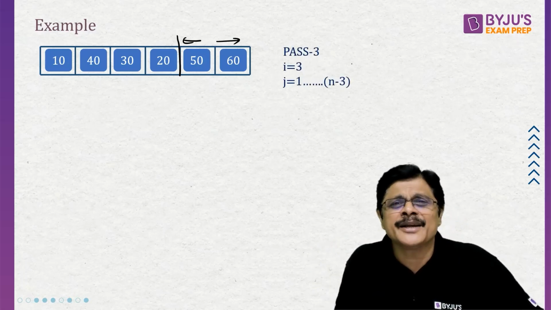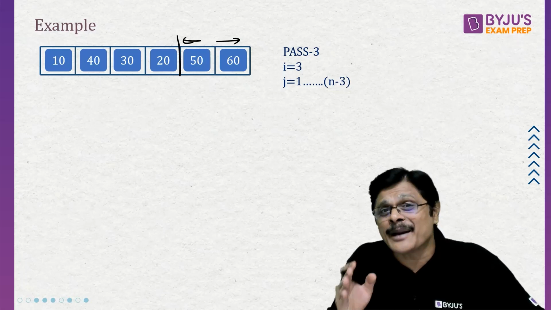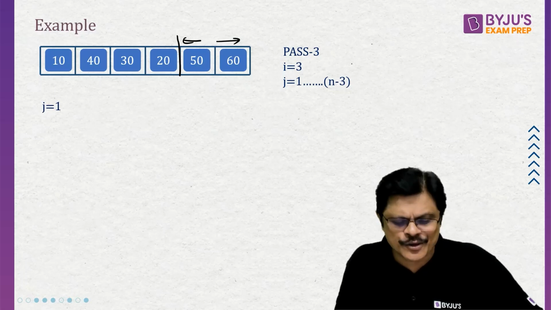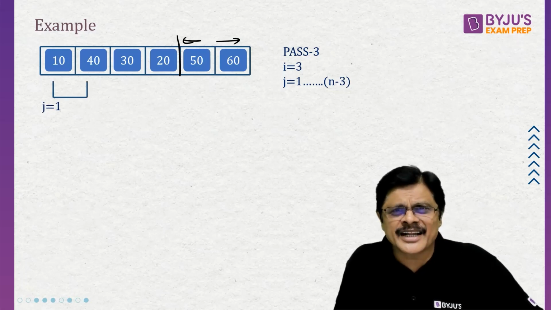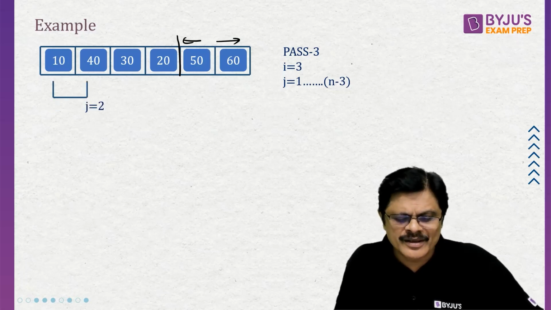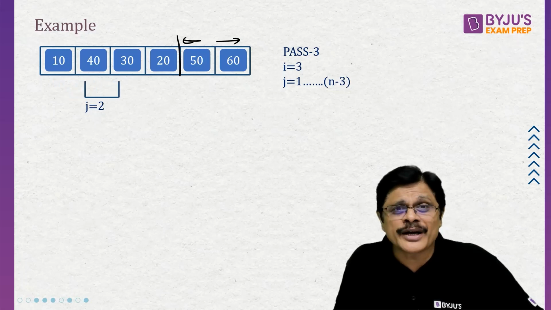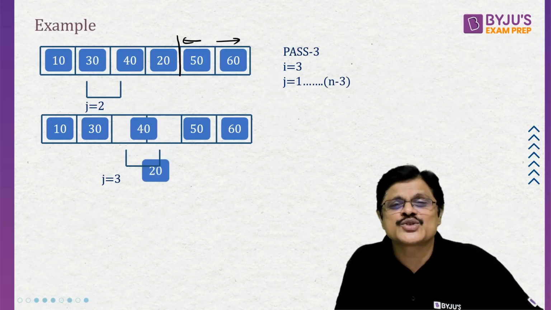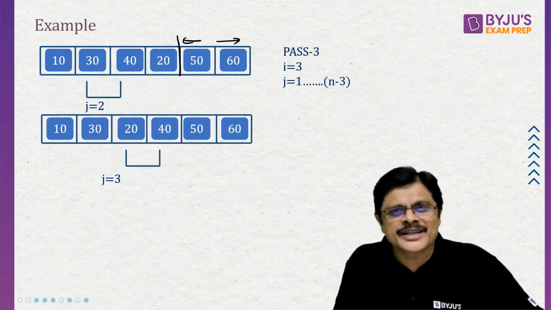Now in pass 3, j varies from 1 to n minus 3. Only up to n minus 3 it varies. So you start with j is equal to 1. 10 is greater than 40? No. j is equal to 2. Is 40 greater than 30? Yes. Swap the 2 elements. j is equal to 3. Is 40 greater than 20? Yes. Swap. Now you reached the position.